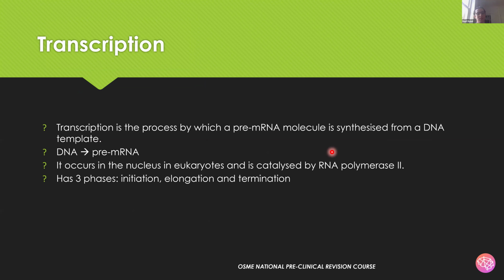So now on to our next major process, which is transcription. This is our first part of protein synthesis, and we're primarily going to consider the process by which a pre-mRNA molecule is synthesized from a DNA template. This occurs in the nucleus and is catalyzed by an enzyme, RNA polymerase II. And like DNA replication, it has three phases: initiation, elongation, and termination.